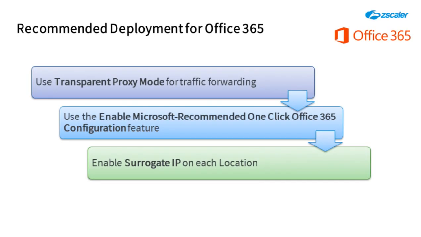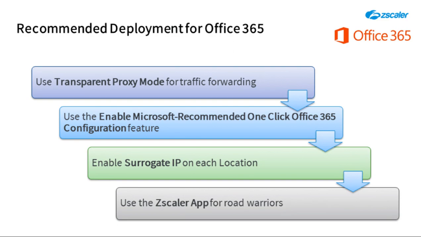Next, also enable surrogate IP, which allows us to map unauthenticated Office 365 traffic to a user's internal IP address within the organization. Using the surrogate IP feature also enables authentication for the Zscaler outbound firewall, so that non-HTTP or HTTPS traffic is authenticated and mapped to users, as well as the Office 365 client-based web traffic.